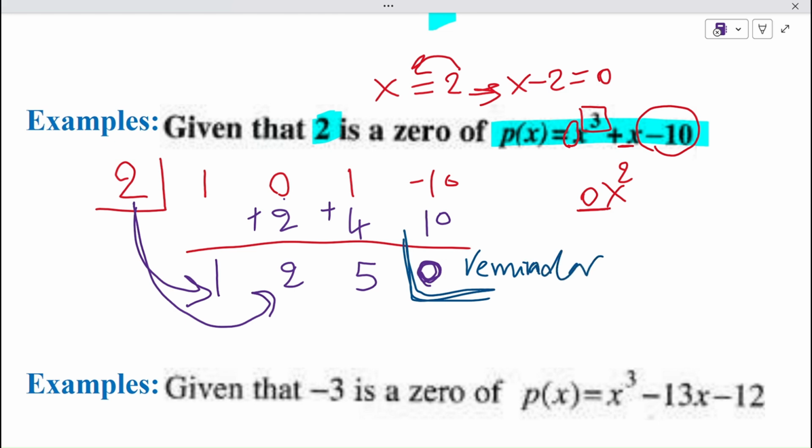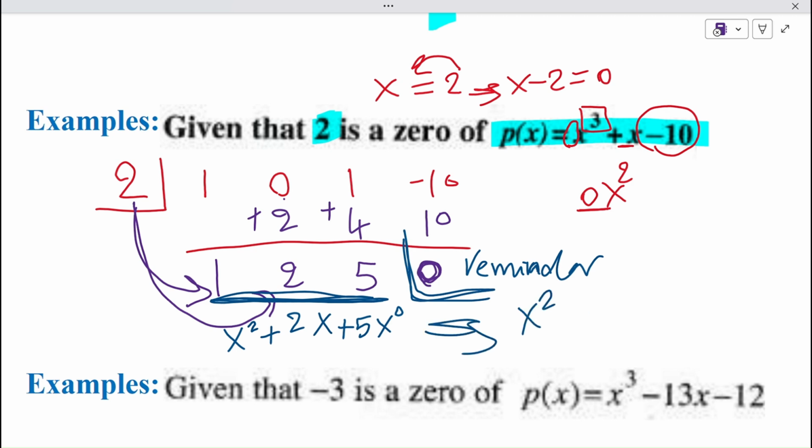Okay, so start it here from x to power 0. You have to write 5x to power 0 plus 2x plus x to power 2. Okay, this is our polynomial here. X to power 0 is equal to 1, of course. So let me write it down again: x to power 2 plus 2x plus 5.